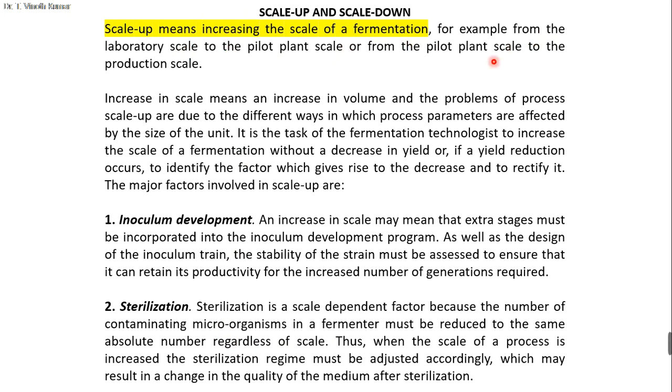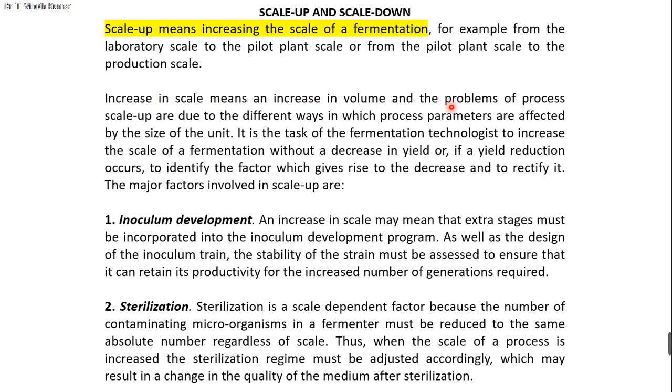For example, from the laboratory scale to pilot scale. In our college, we have a 1.75 liter fermenter, a bioreactor, and the total working volume is 1.5 liter, and that 1.5 liter comes under the laboratory scale fermentation process. And if you want to go for the pilot scale, that is 10 liters to 300 liters, you can use a pilot scale fermenter, and that pilot scale fermenter is the next level, that is the scale up method. Increase in scale means increase in volume.